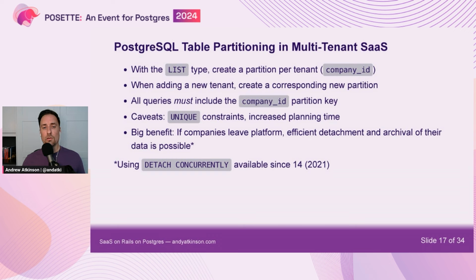And we are going to run into some caveats that we'll need to work through, such as if we have existing unique constraints, and we want to be aware of increased planning time as we add more partitions. But our big benefit here for multi-tenant apps, if we've identified our tenants and they each have their own partition for data, is later on we can more efficiently and easily detach their data and archive it if they're no longer on the platform. And we can do that using the detach concurrently operation, which was added to partitioned tables in Postgres 14.